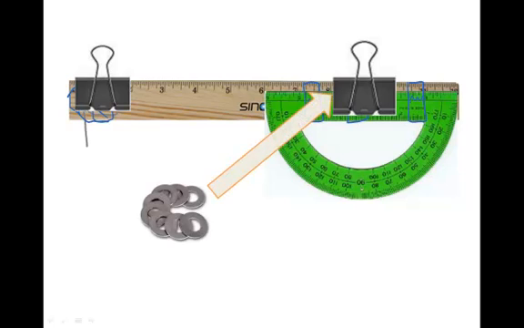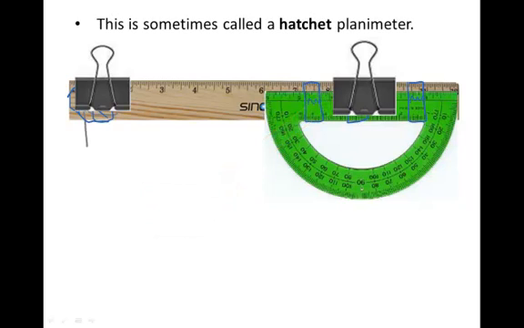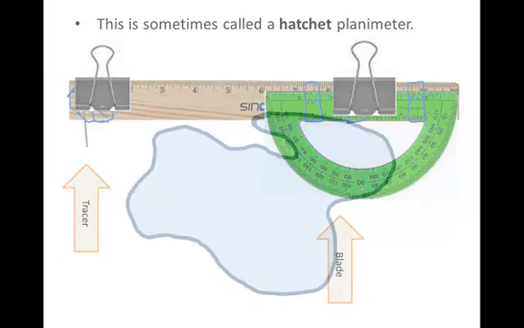Finally, take those washers and stick them inside the binder clip to add additional weight to the back end. This always works better the heavier that back end is. So this kind of device is sometimes called a hatchet planimeter, because I suppose if you turn your head sideways and squint, it kind of looks like a hatchet. In keeping with that name, though, the back side of it is called the blade, whereas the front side is called the tracer. And so how it works is pretty similar to the other one.